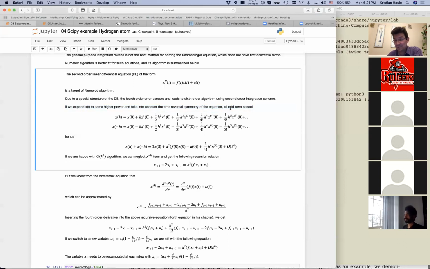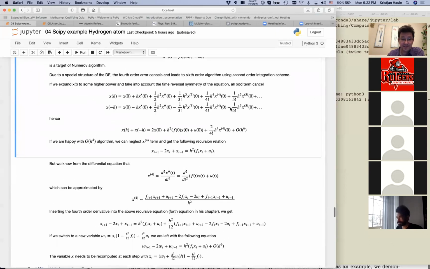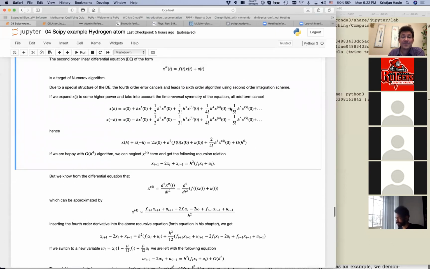To do Runge-Kutta takes much more time than this. But this I can do here without much problem. So what do we do? Well, x of t is our function, the dependent function that we're looking for. If we expand this x of t to some high power and take into account the time reversal symmetry of the equation, all odd terms cancel.